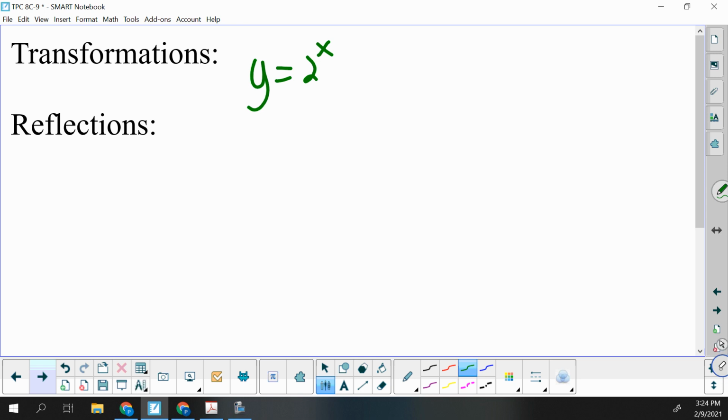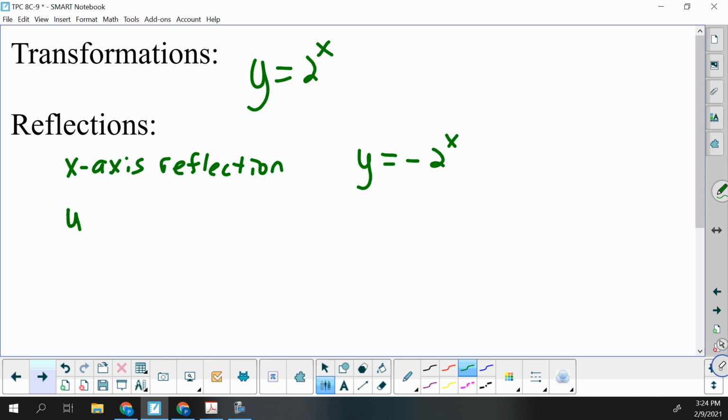So from y equals 2 to the x, our x-axis reflection, we negate the out front, the y spot. So we have y equals minus and then times 2 to the x. The y-axis reflection, or in other words, reflection over the y-axis, we would negate the x spot, so y equals 2 raised to the negative x. So again, putting this wherever you have space to help you study from it.